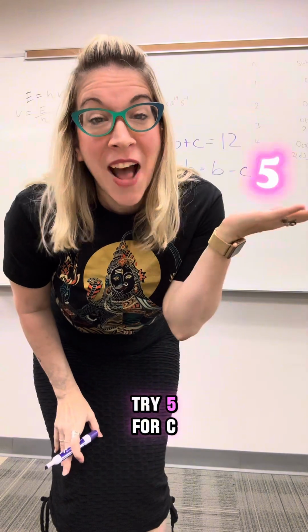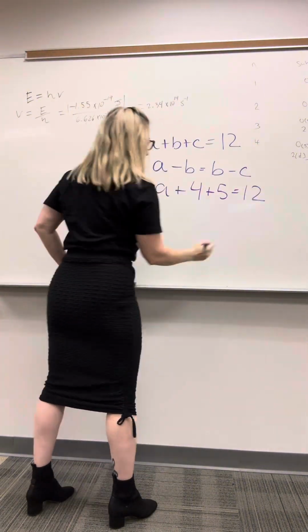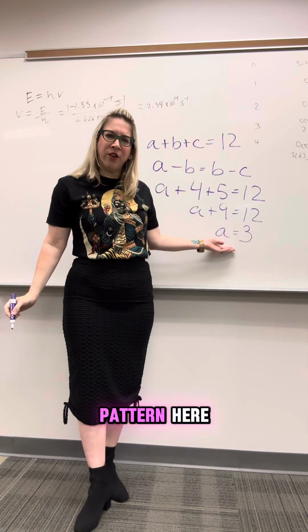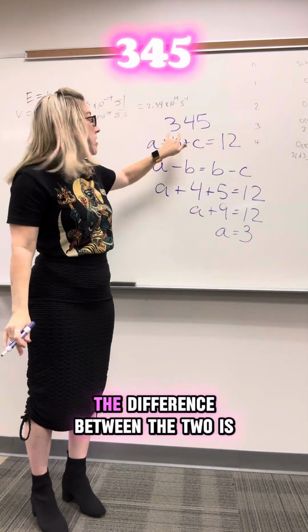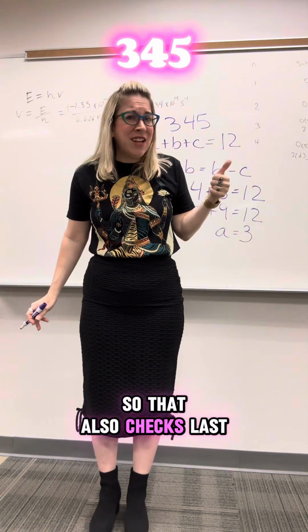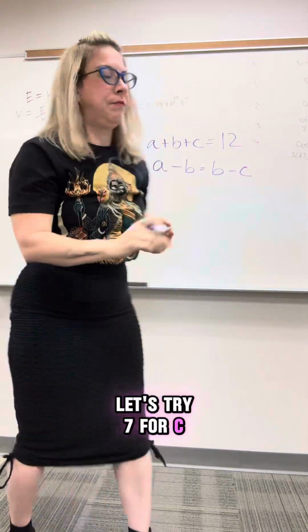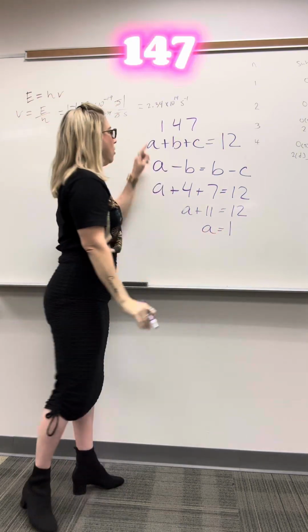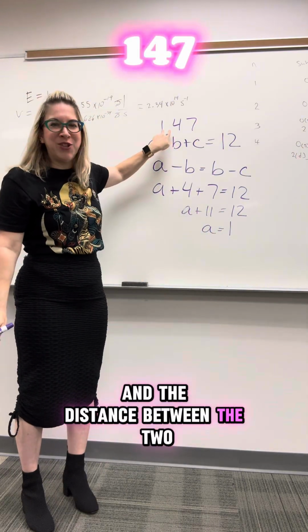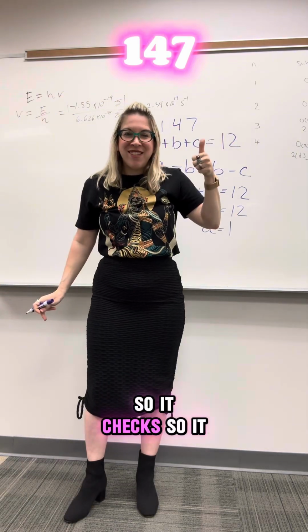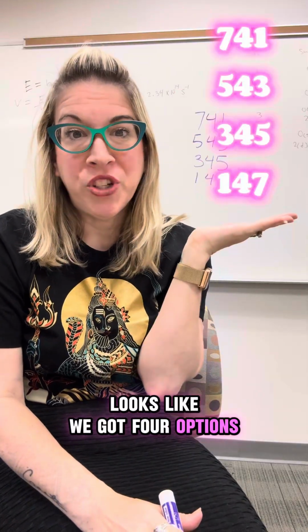Let's try 5 for c. All right, I'm seeing a pattern here. The sum equals 12, and the difference between the first 2 is the same as the difference between the second 2. So that also checks. Last, let's try 7 for c. Well, the sum equals 12, and the distance between the 2 is equal. So it checks. So it looks like we got 4 options for answers.